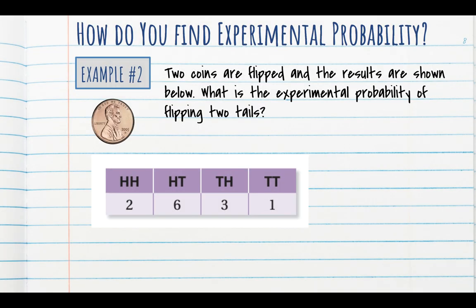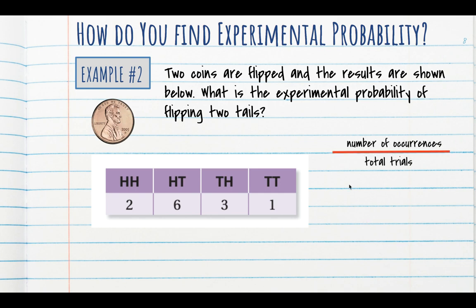In those first cases, the number of trials was provided to us in the word problem. In some word problems, they won't tell us the number of trials. We need to use the data to figure that out. So let's say we flipped 2 coins and the results are shown below. What is the experimental probability of flipping 2 tails? In other words, based on our experiment, what percentage of the time did we get 2 tails?